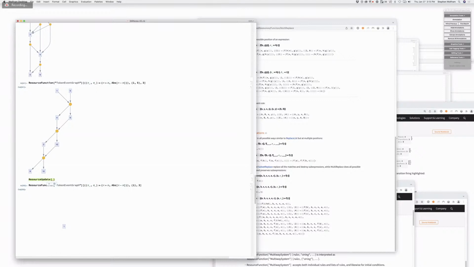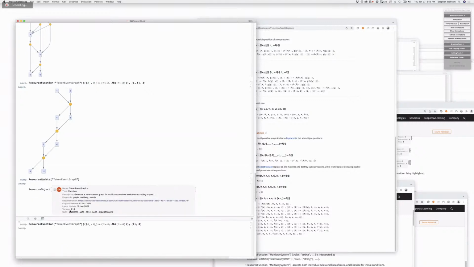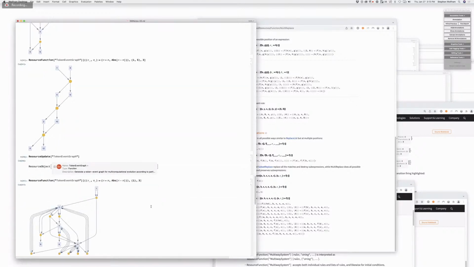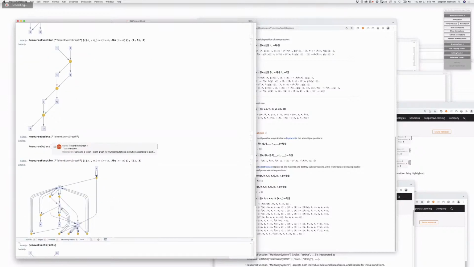The hyper edges. One, 1, 2. Okay. I see. So what that's doing there is it's picking up that token more than once. Yeah. Okay.